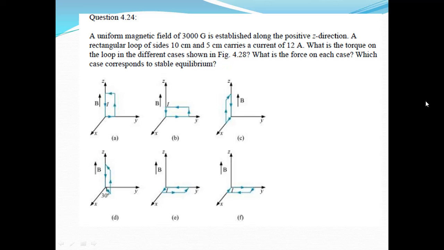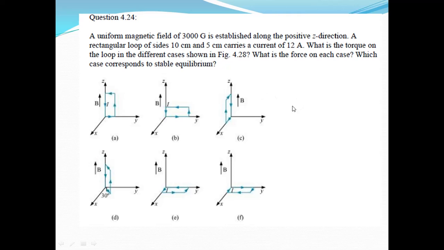A uniform magnetic field of 3000 Gauss is established along the positive z direction. A rectangular loop of sides 10 cm and 5 cm carries a current of 12 ampere. What is the torque on the loop in the different cases shown in the figure? What is the force on each case? Which case corresponds to stable equilibrium?